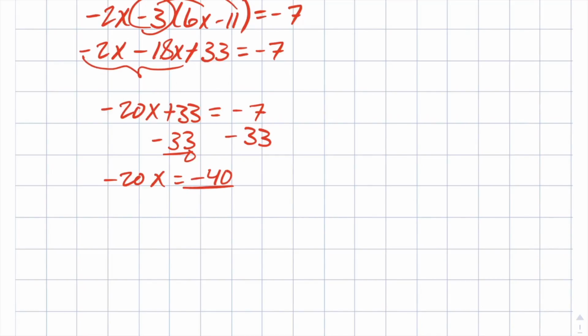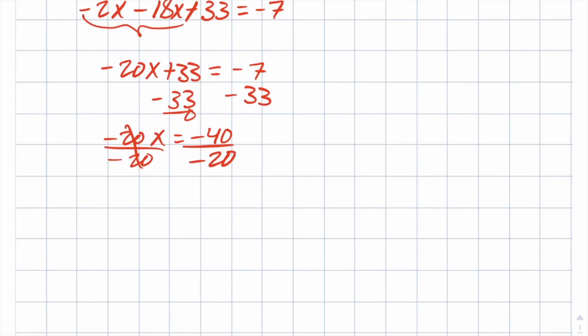Now we've got to isolate the variable, so basically get x by itself. Let's go ahead and divide both sides by negative 20. What you do to one side, you do to the other. Negative 40 divided by negative 20 is 2. So x equals 2.